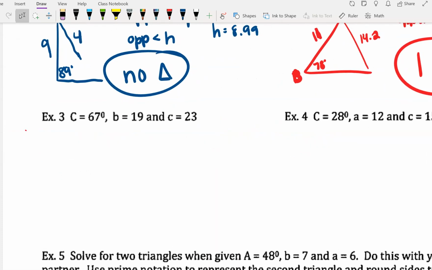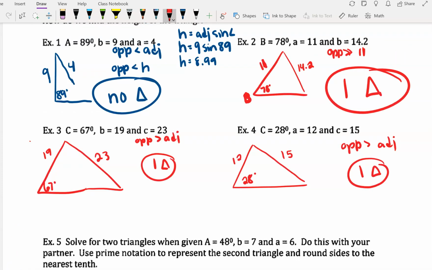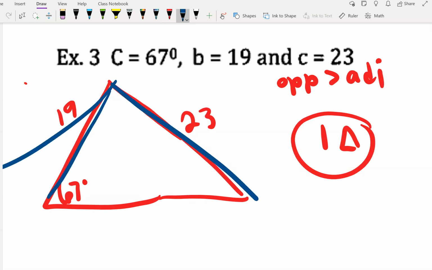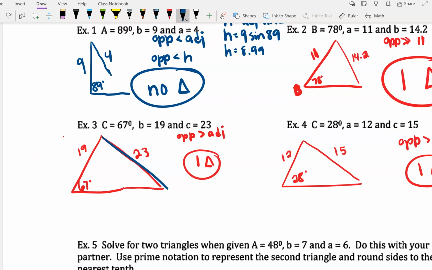All right. I want you to pause the video and try the next two on your own, and then unpause the video and I'll have the answers up there for you. On these ones, we have the exact same thing as example number 2. The opposite was greater than the adjacent on all of these, and we're only going to get one triangle if that happens. That's because if this opposite side is larger than the adjacent side, it can't hinge inward. Otherwise it's going to pass that 19 degrees. So it can't hinge inward and create another triangle. So we're just going to have one triangle for all of those examples.